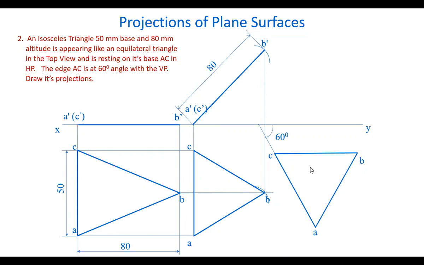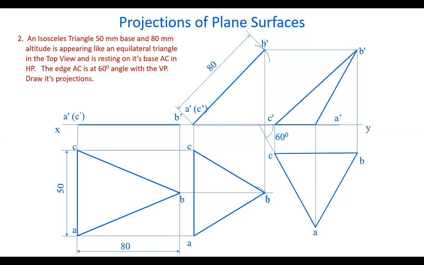Now let's draw the front view. Draw projectors from all the points. Draw horizontal lines from these points. Mark the corresponding intersection points. So from A here, we get A dash, the front view. Like this, A dash, B dash, C dash, join them by straight lines, and we get the final front view. So this isosceles triangle appears like this in the front view, and like an equilateral triangle in the top view, but having one of its edges at 60 degrees angle to the VP. So this is one typical problem in the projections of plane surfaces.